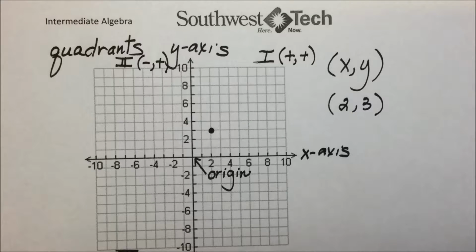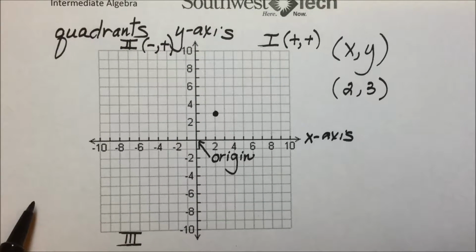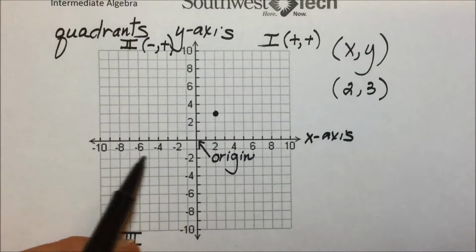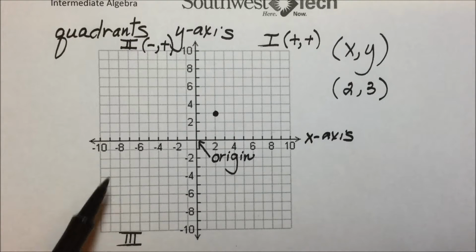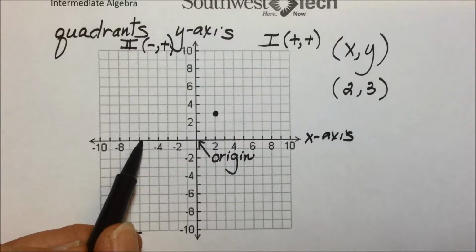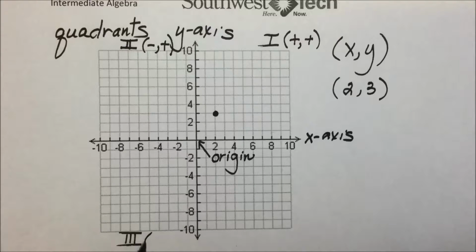Continuing on, down here in this region would be the third quadrant, and for a point to land in the third quadrant, we have to have a negative x and a negative y. And finally, our fourth quadrant is here in the bottom right-hand corner, and for a point to fall in the fourth quadrant, we have a positive x with a negative y.